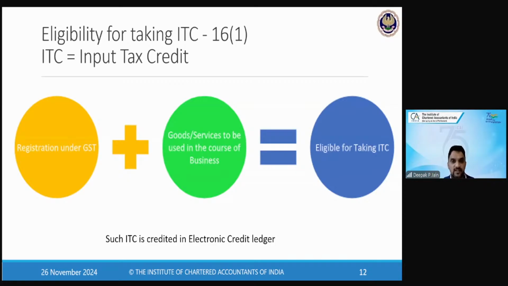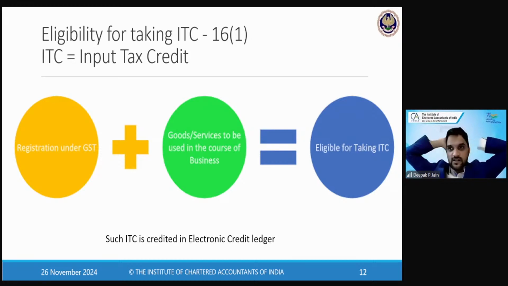registration under GST is mandatory. So if these two conditions are met, it is not necessary that you should have sales in this month itself. From our example, we understood that it is to be used in the course of furtherance of business. I am manufacturing it. I didn't have sales in this month. That's fine. But the intention was always to sell it, always to use it in the course of business. So then that will still be eligible.